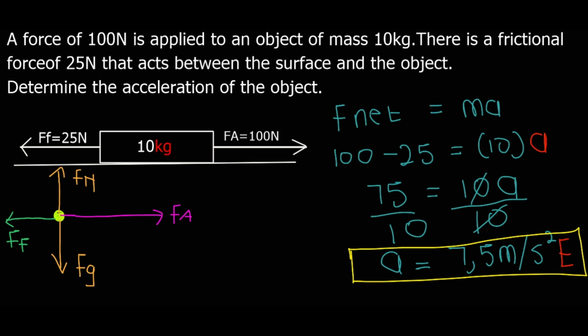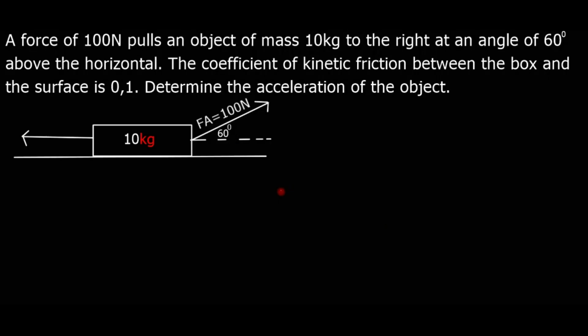The next problem. This one says a force of 100 newtons pulls an object of mass 10 kilograms to the right at an angle of 60 degrees above the horizontal. The coefficient of kinetic friction between the box and the surface is 0.1. Determine the acceleration of the object.